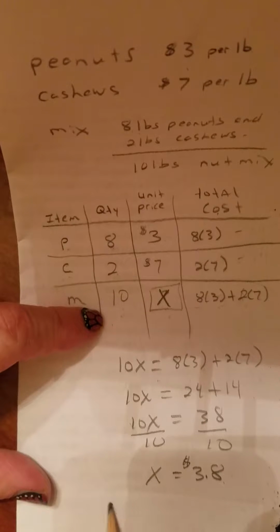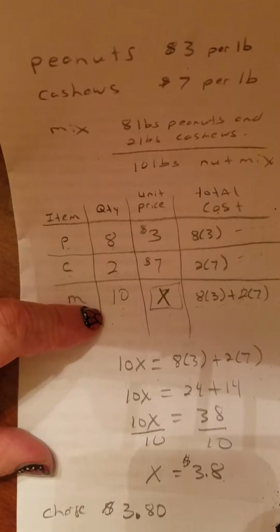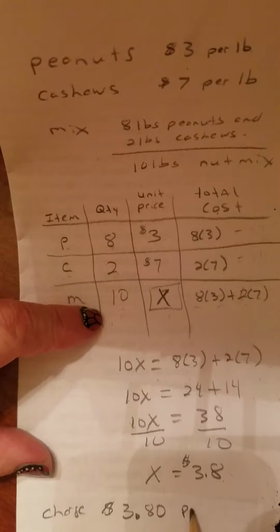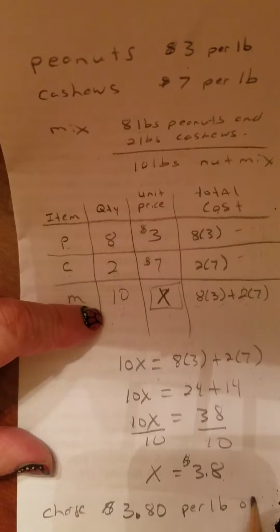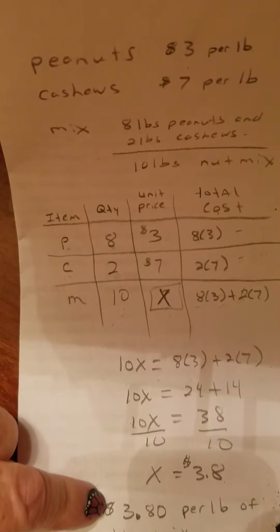So basically that means we would charge $3.80, because we're talking about money. You wouldn't say 3.8. $3.80 per pound of the mix. So once we mixed it, we would be charging $3.80.